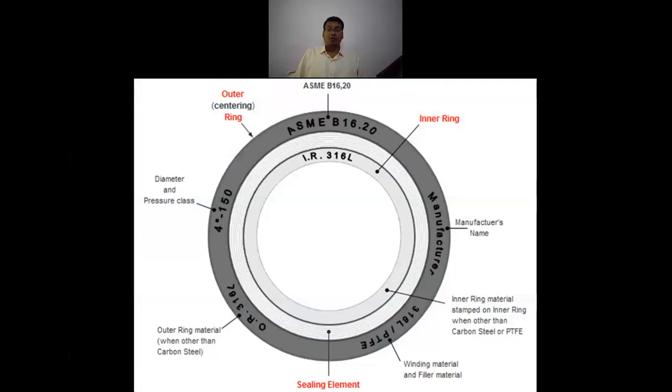Now when you think of a spiral wound gasket, it has different parts. That is the outer ring, then the middle portion is the sealing element, and the inner one is the inner ring. Outer ring, the sealing element and the inner ring. So on the outer ring the specifications are embossed.